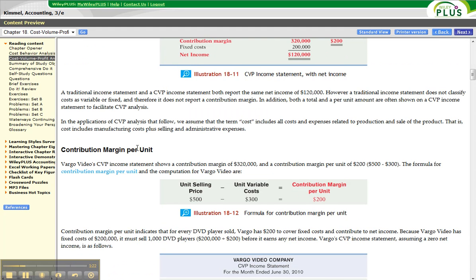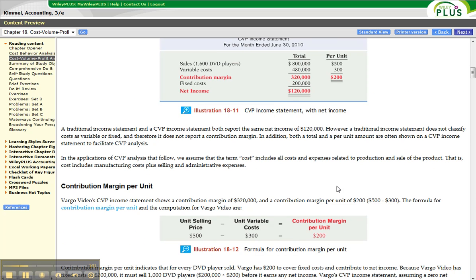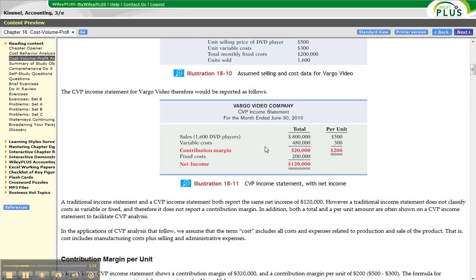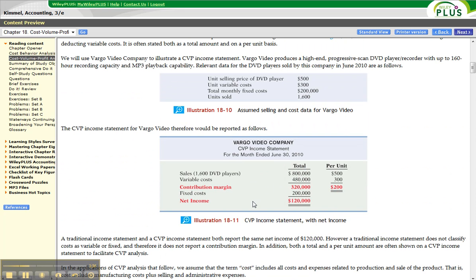Here you can see a contribution margin per unit. You've got a unit selling price of $500, unit variable cost of $300, and the contribution margin is $200. When you plug this back into this example that the text is going over, you can see they give you some data here. You can figure out the total CVP income statement by applying those per unit amounts. So sales would be $800,000 at that sales price per unit. Variable cost would be this. Contribution margin would be $320.